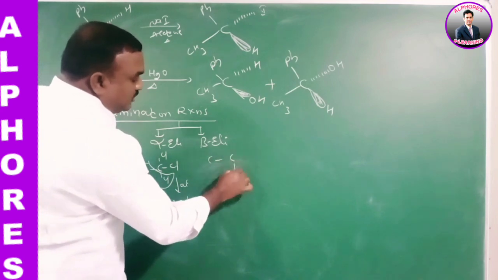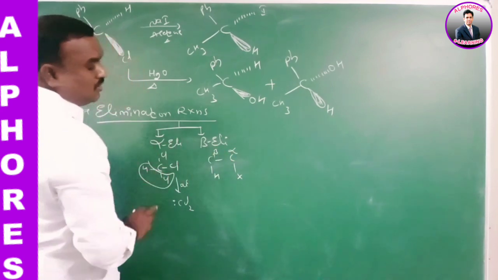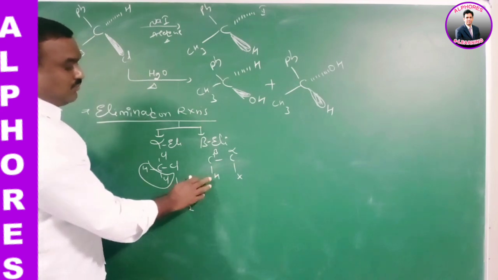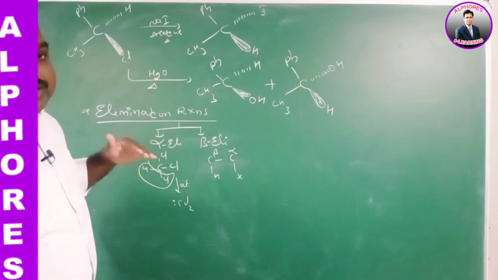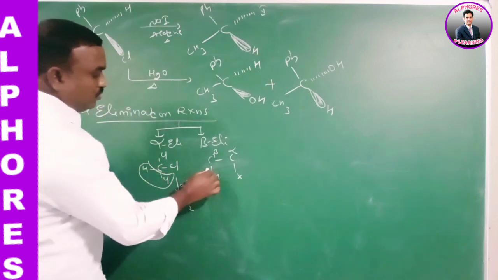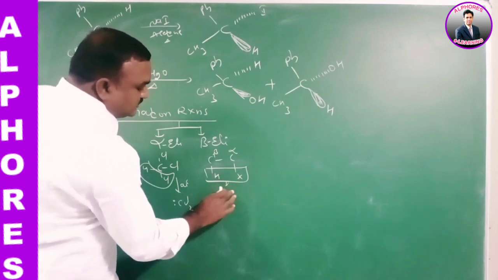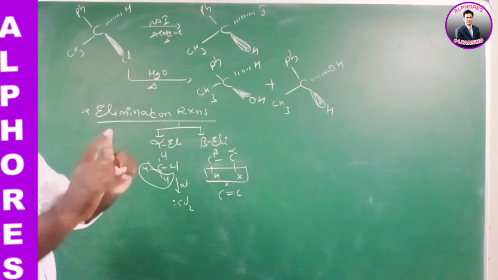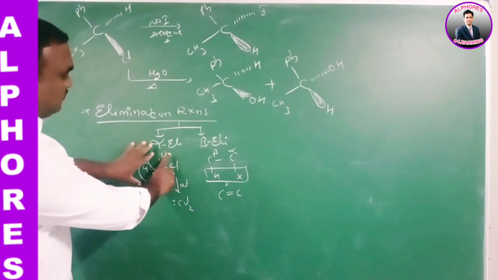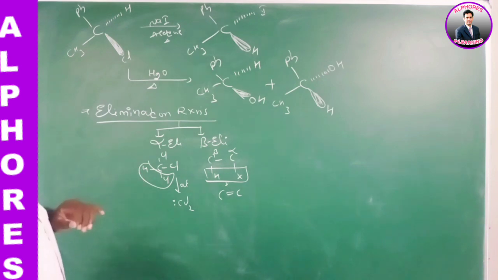Beta elimination reaction. For example, here X is given, here H is given. Alpha and beta. Removal of hydrogen from where? Beta carbon. So, removal of HX from the carbon-carbon bond. This type of reaction is called what? Beta elimination reaction. And the earlier type is called what? Alpha elimination reactions.